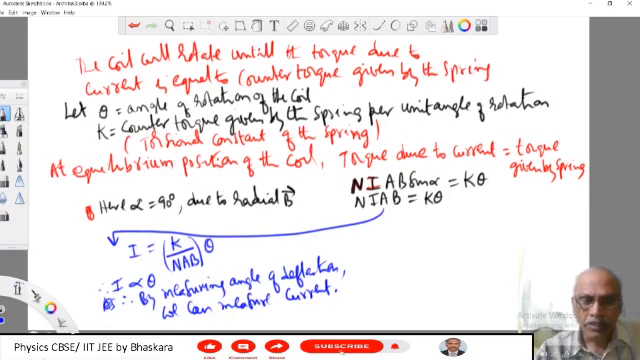So in the formula for torque, NIAB sin alpha, alpha is 90 degrees. Even if the coil rotates, for any position of the coil, alpha is always 90 degrees. From there NIAB is equal to k theta, so I is equal to k by NAB theta. That means I is proportional to theta. So by measuring theta, you can measure the current.